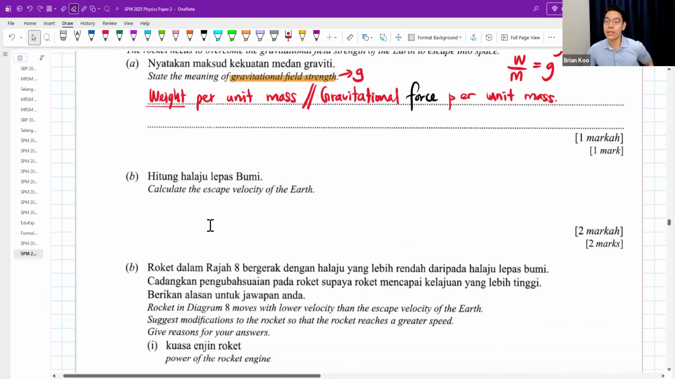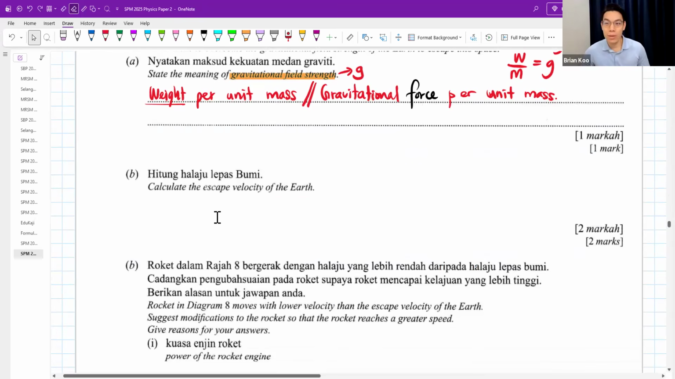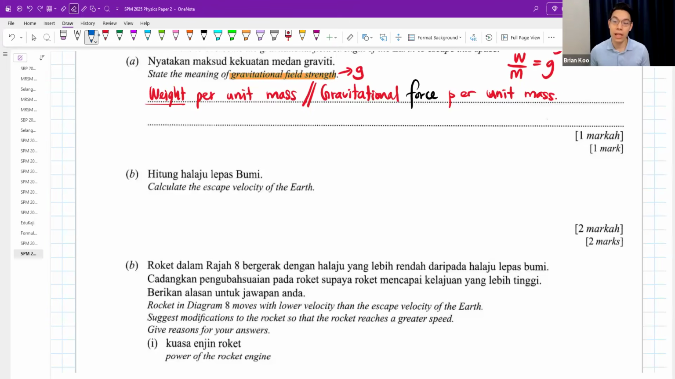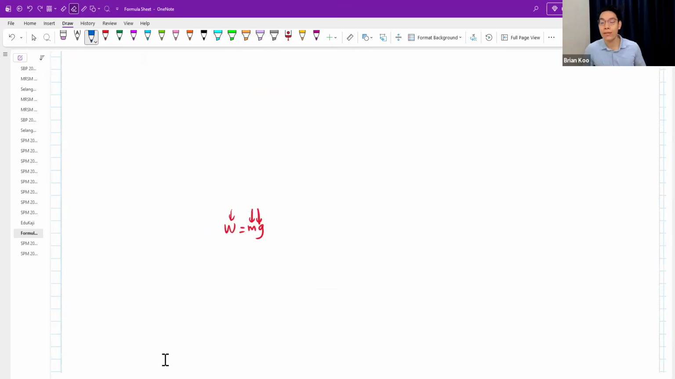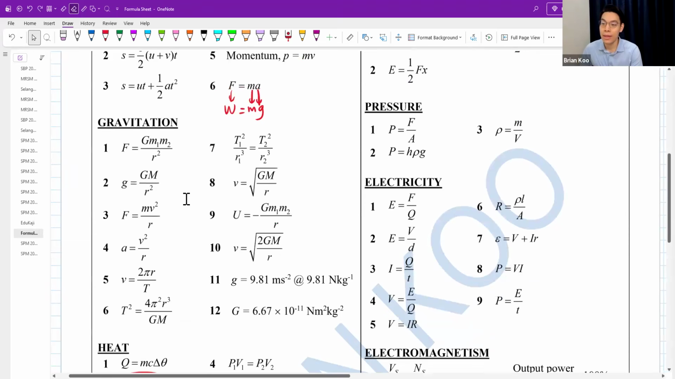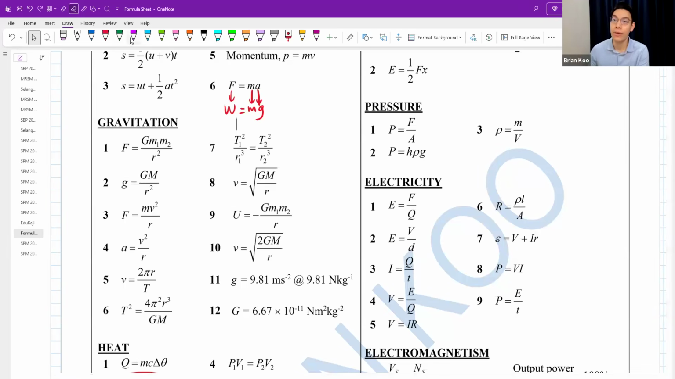Just to let you all know, in SPM 2022, they gave the mass of Earth and the radius of Earth in the formula sheet. They told the students that the radius of Earth is 6.37 times 10 to the power of 6 meter. They also gave the mass of Earth, which is 5.97 times 10 to the power of 24 kg. My current formula sheet doesn't have the mass of Earth and the radius of Earth, but escape velocity you can get from here.